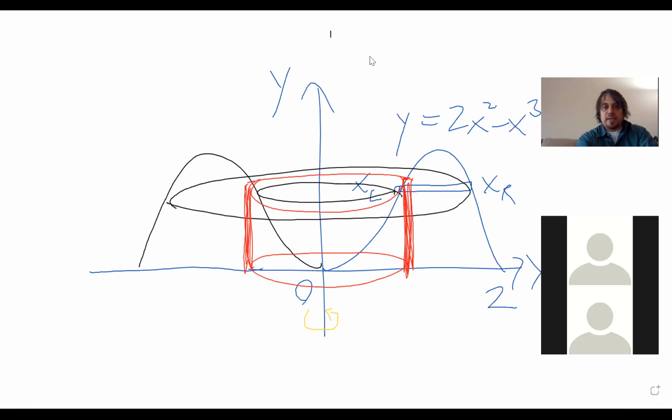So you take this vertical rectangle here, right? That's part of the area under the curve y equals 2x squared minus x squared, or more generally just f. So you take this rectangle and then you rotate it around the y-axis, and so you get a cylinder, right? You get something that looks like this.